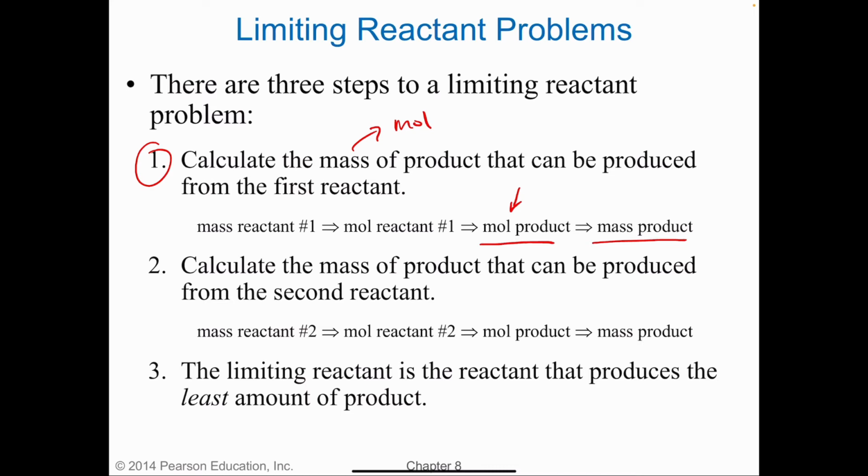But assuming you've got 2 reactants, like reactant A plus B makes C, you have to figure out from the amount you have of A, how much of C could you make? And then step 2, you do the same thing for the other reactant. Starting with B, however much you have, figure out how much of C you would make. And then the limiting reactant is the one that produces the least product. Whichever one yields the smaller answer, that's your limiting reactant.